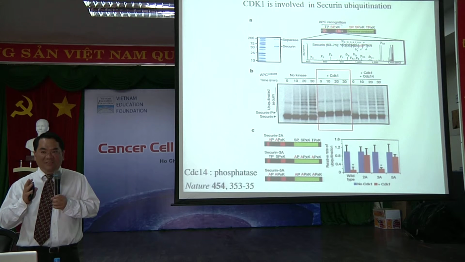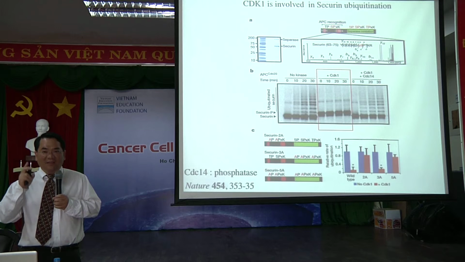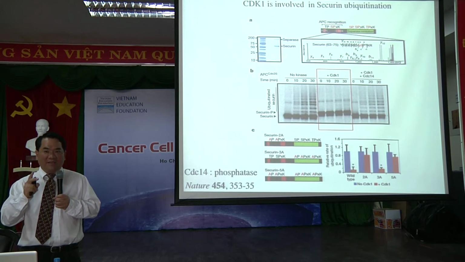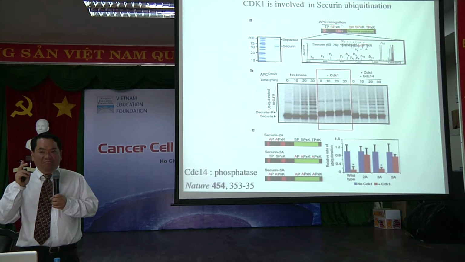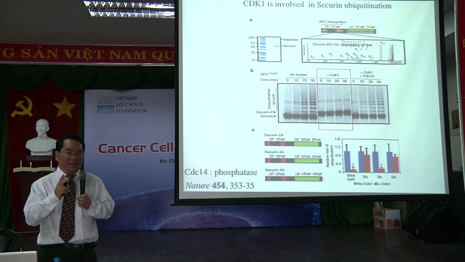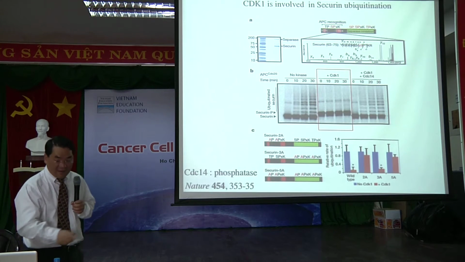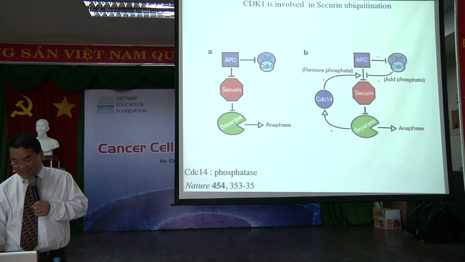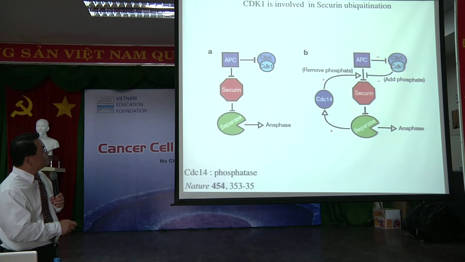Okay? So that means that once APC CDC20 is activated, you need to kill two targets at the same time. Kill the cyclin B CDK2 activity by ubiquitinating cyclin B. Kill the securin by directly ubiquitinating the securin. Okay? The model is next one here.